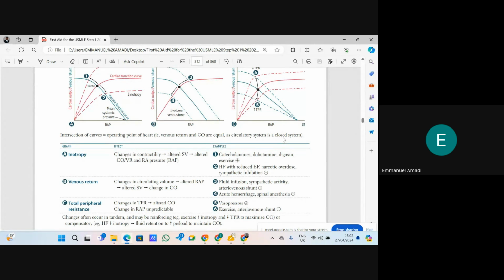That is why vasopressors can do number 5. Now, when you look at number 6, it is exercise and arteriovenous shunt. The cardiac output goes up as well as the venous return.